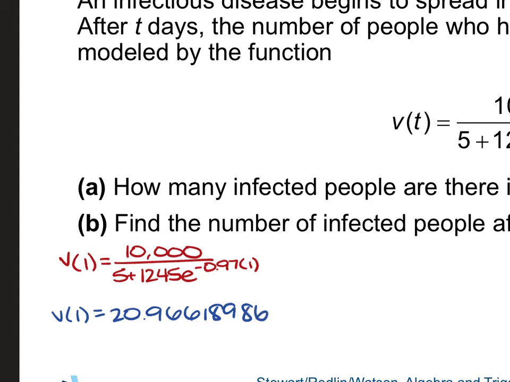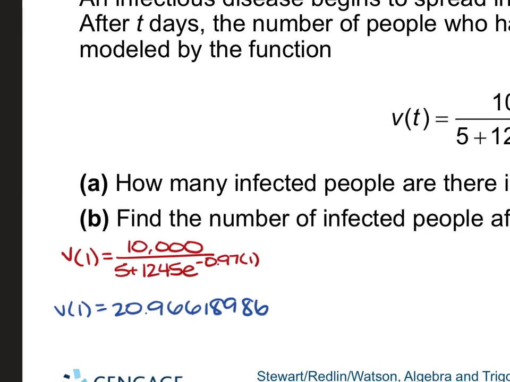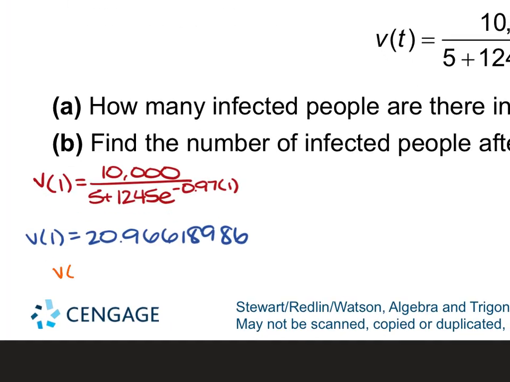We get 20.9661896. Now, you got to think with this. We're working with people. Can you have 0.9 of a person? No, you can't, so round it to the nearest whole number. So V of 1 is going to be 21 people.